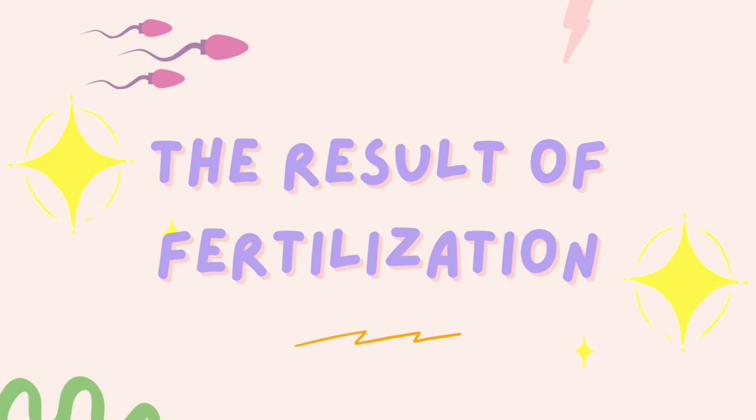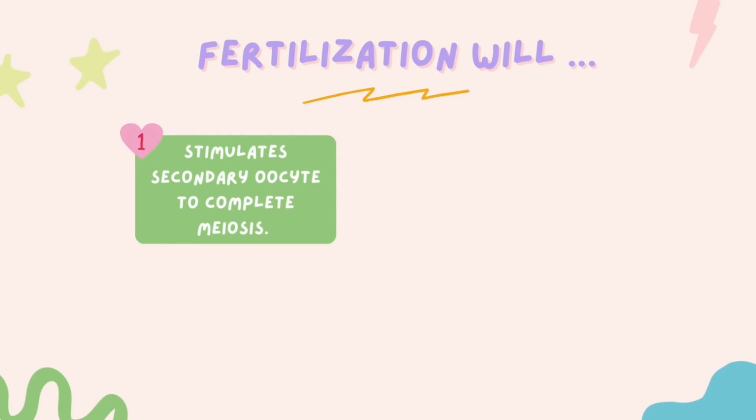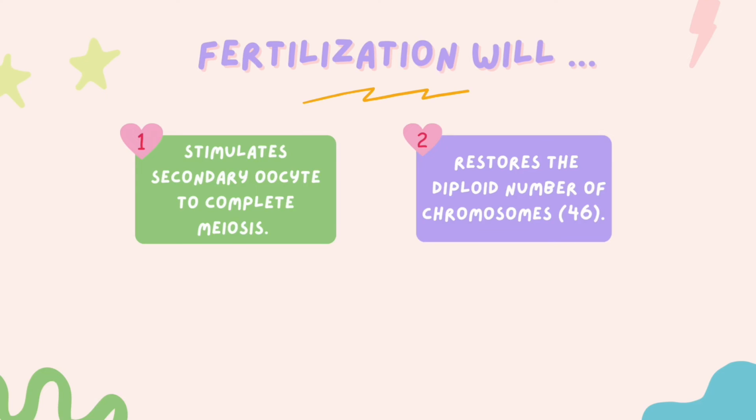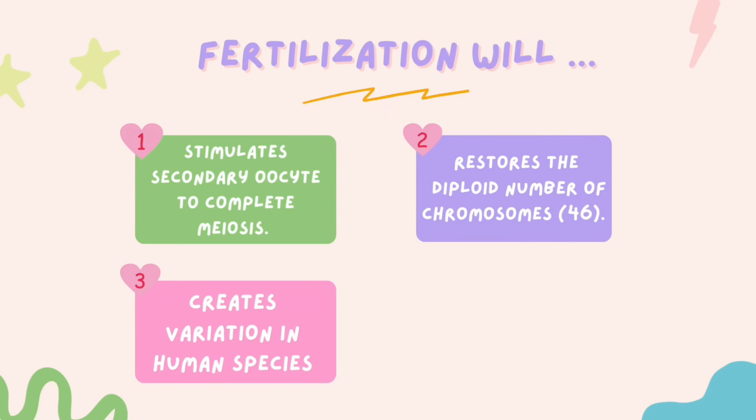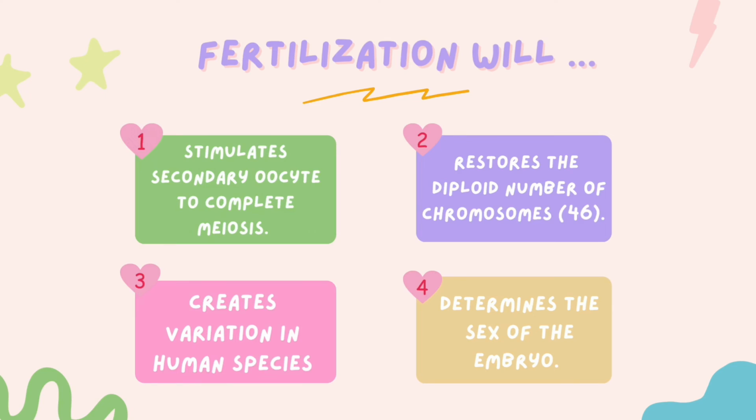Fertilization results in a lot of important things. Fertilization will stimulate the secondary oocyte to complete meiosis. As we all know, the oocyte is stuck in metaphase 2. This means that meiosis 2 will only be completed if fertilization occurs. Fertilization also restores the normal diploid number of the human chromosome, which is 46 chromosomes. It will also create variation in the human species as the maternal chromosomes and the paternal chromosomes will intermingle. The sex of the embryo can also be determined after fertilization by looking at the type of sex chromosome carried by the successful sperm.